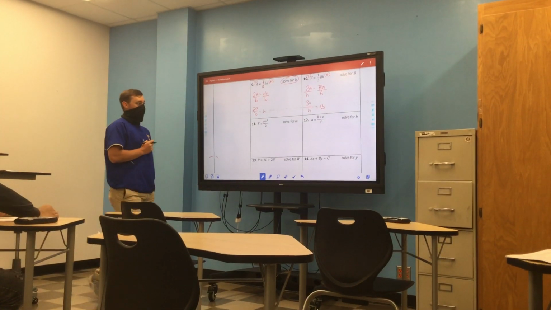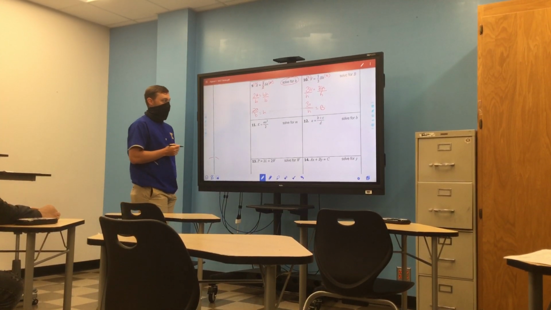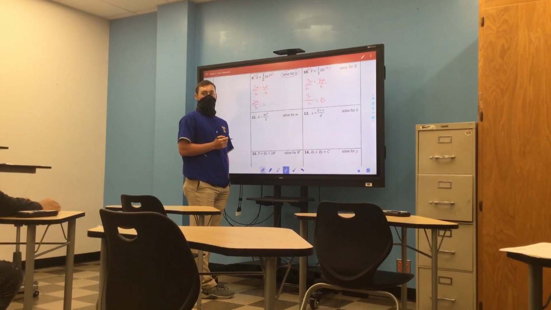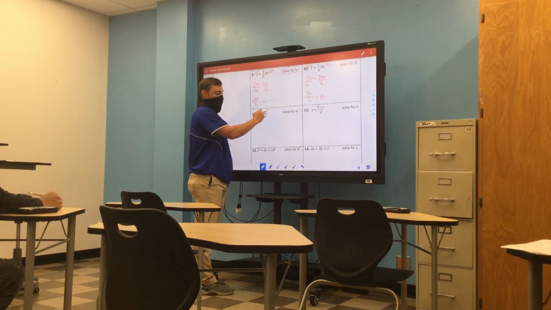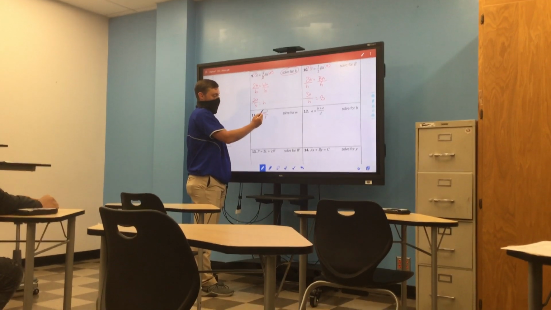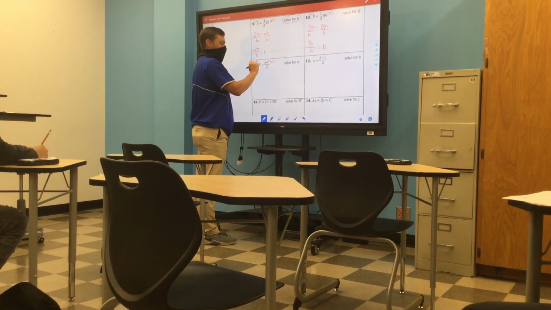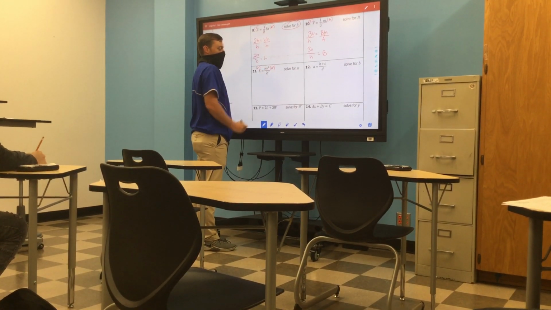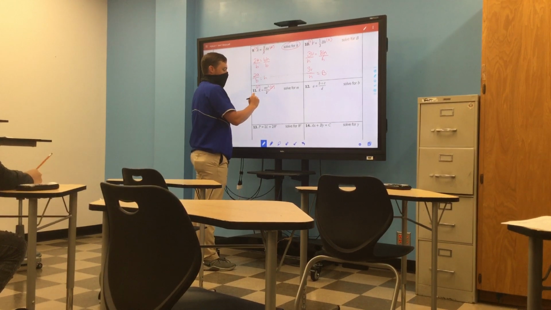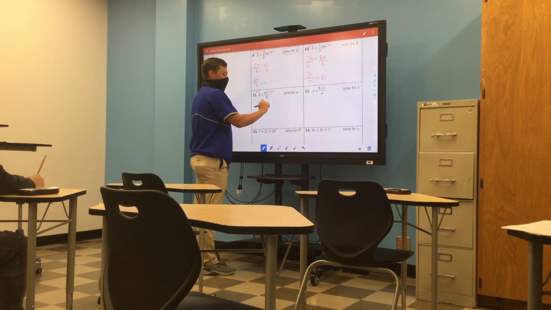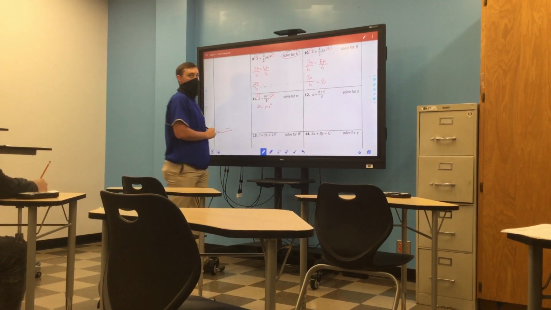Alright, number 11, what should I do first? What do I have? What is this whole thing? You're going to multiply by 2. I have a fraction, so I need to get rid of the denominator, which is 2. I do that by multiplying by 2. So you get 2K is equal to M times B squared.